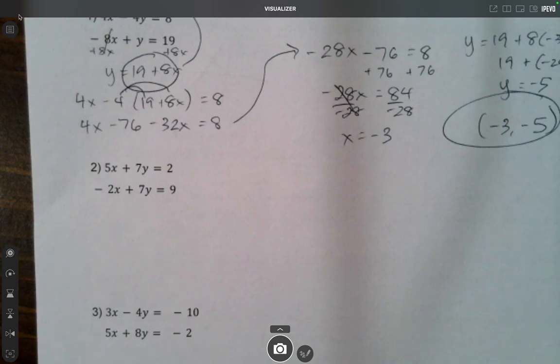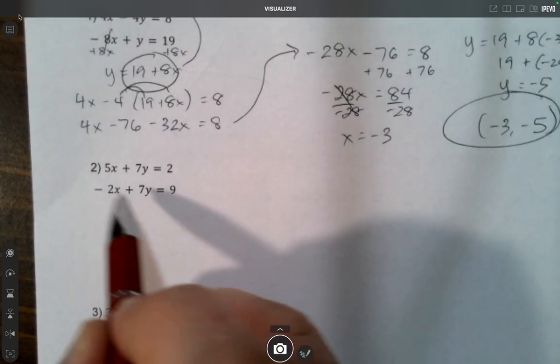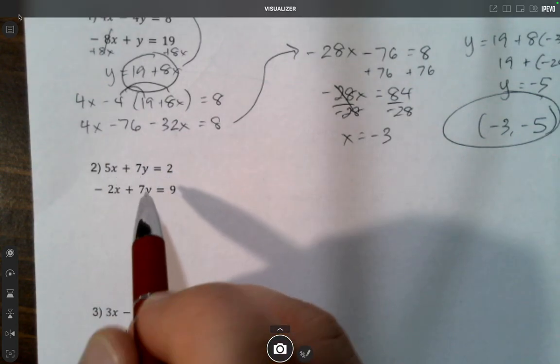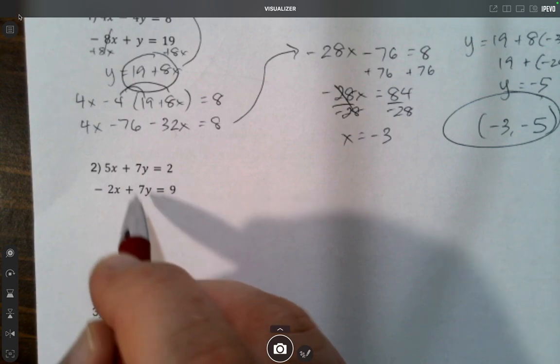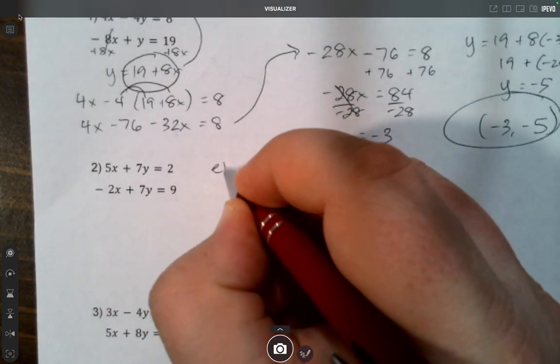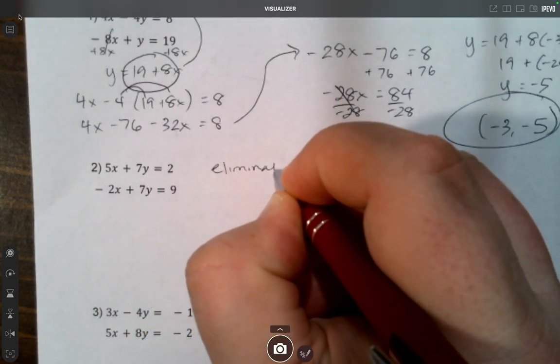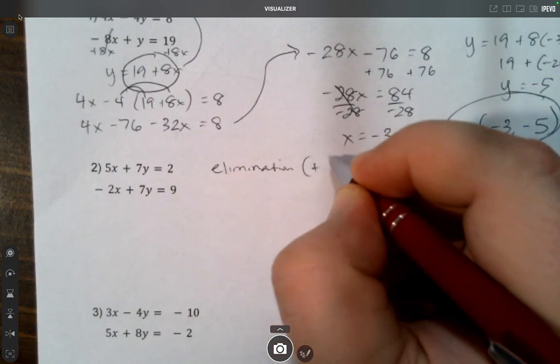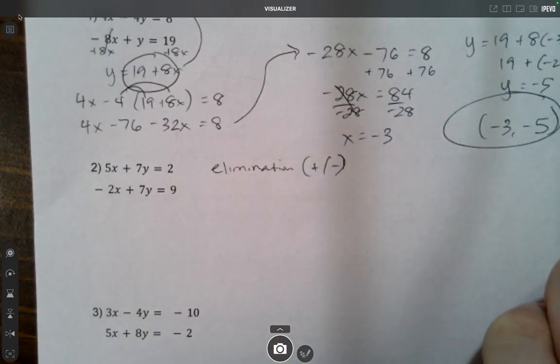Okay, here I would definitely say elimination is the better of the 2 methods, because these 2 have the same variables. We're both in standard form. I said same variable, sorry. These have the same coefficients. So I would say elimination using addition and subtraction.